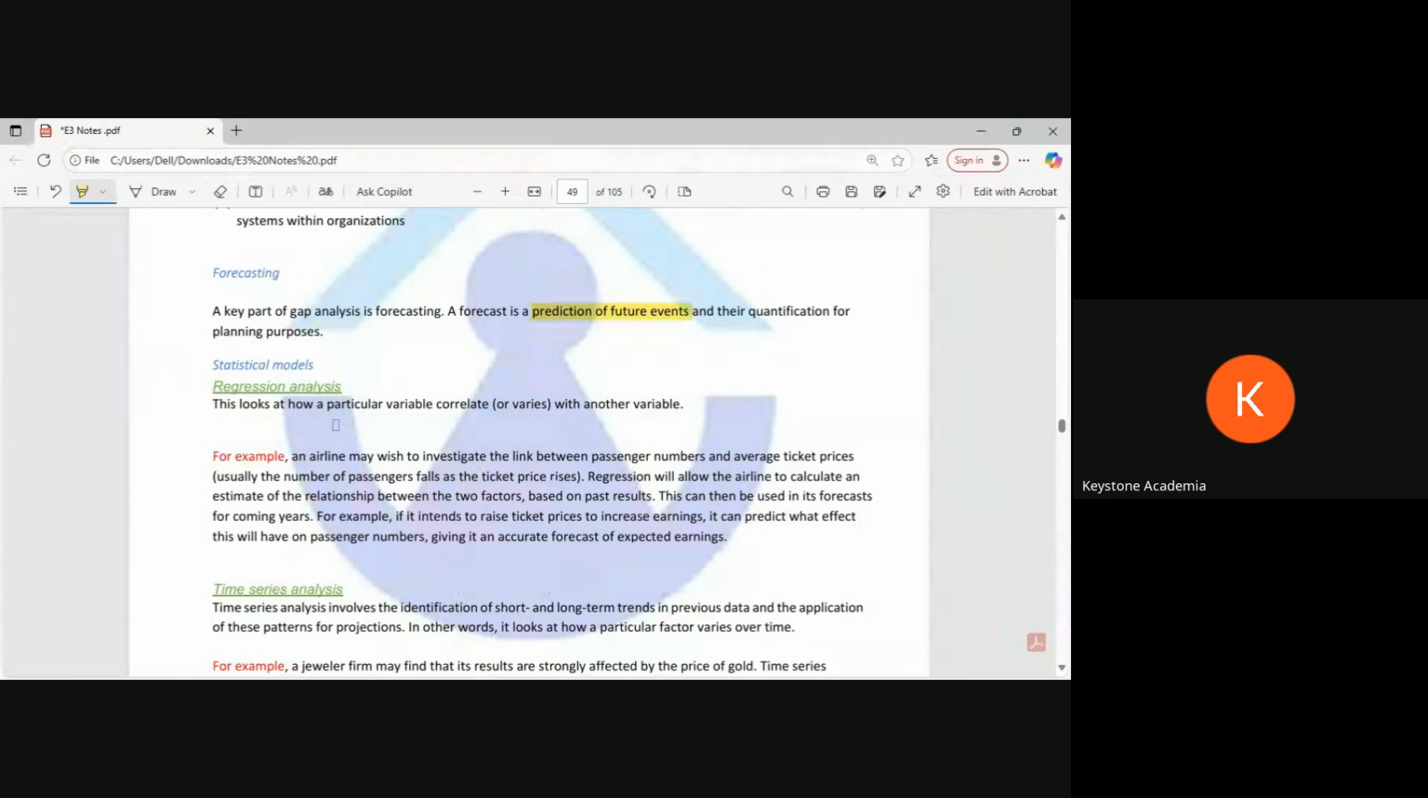It looks at how a particular variable correlates or varies with another variable. For example, let's say people's earnings go up, like per capita GDP goes up. So what will happen? Definitely the demand for electric vehicles will come up, because when people have extra money, they'll try to take risk. They want to try new things. So electric vehicle sales will go up.